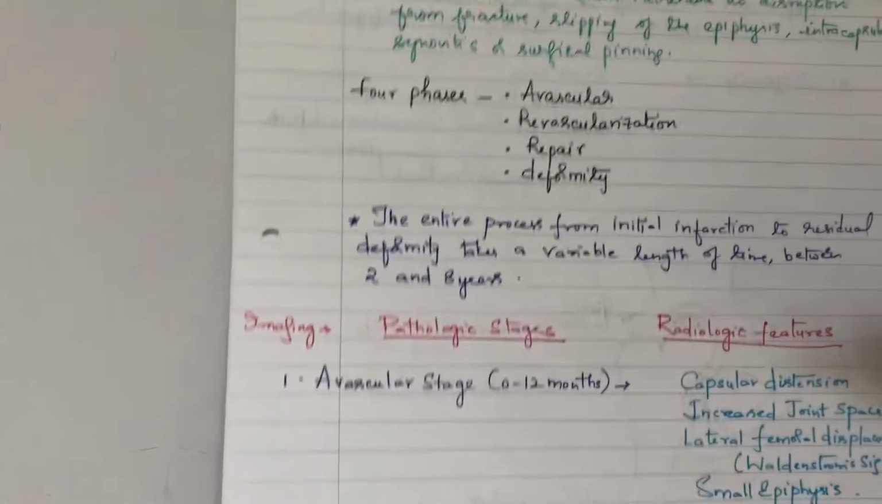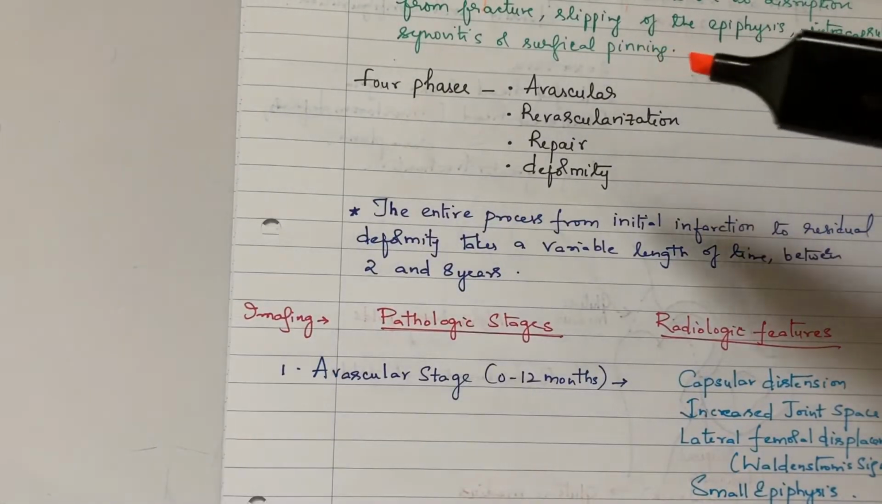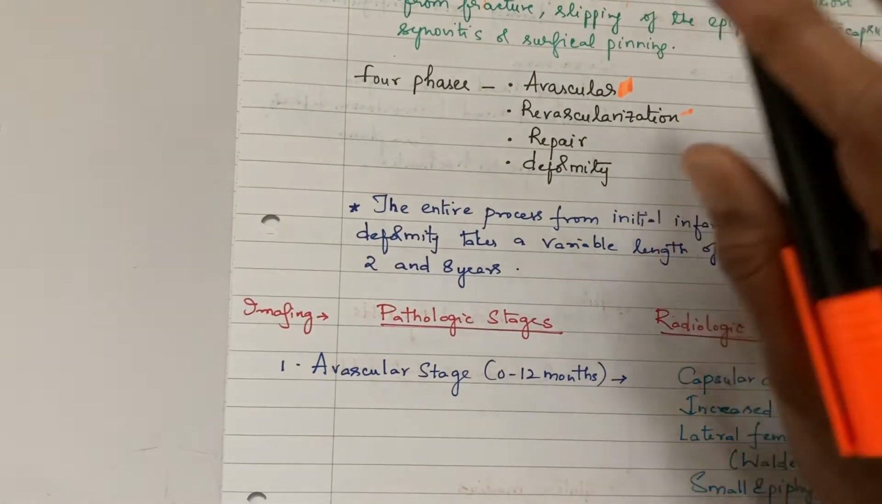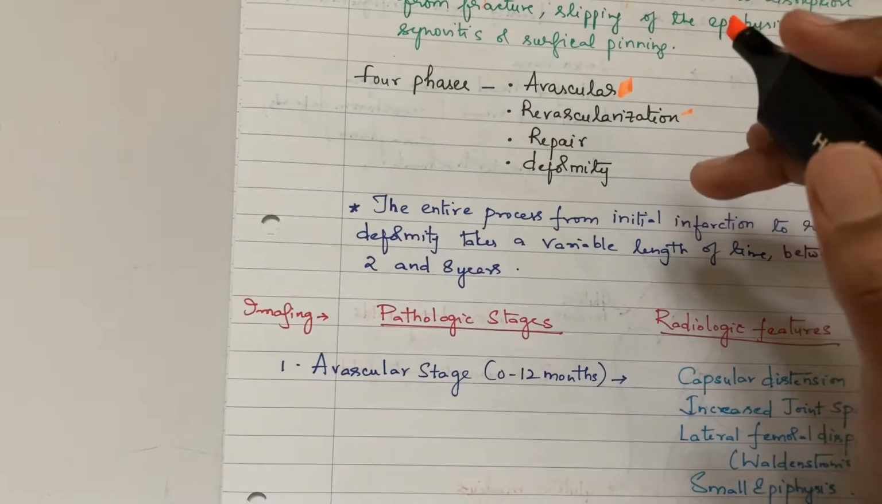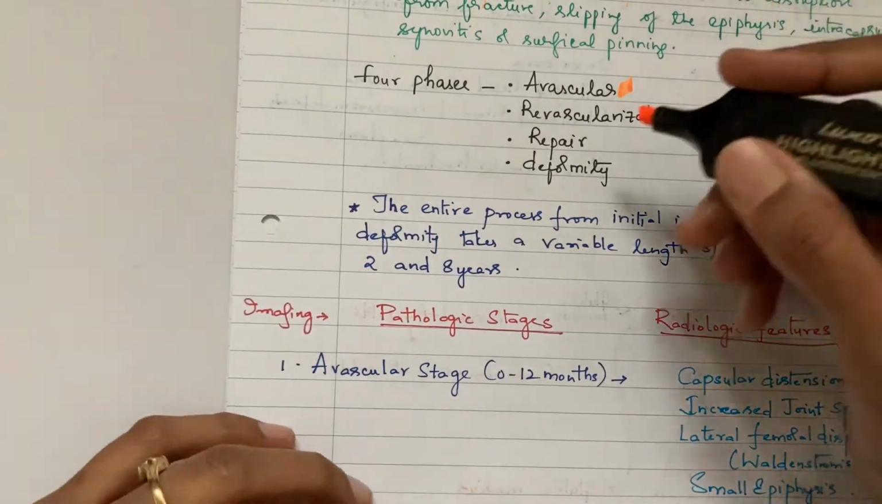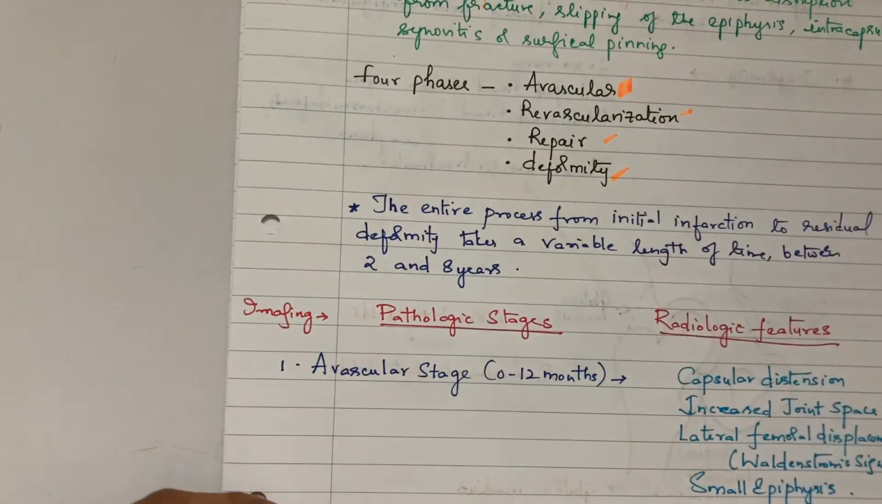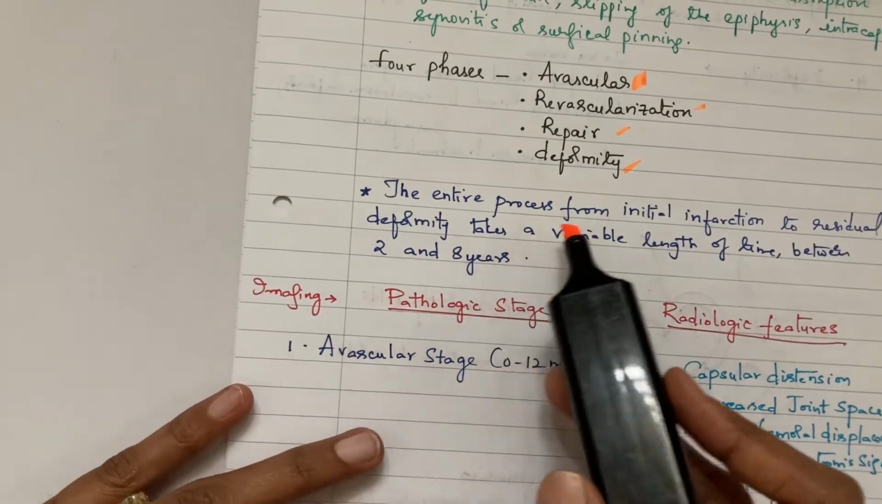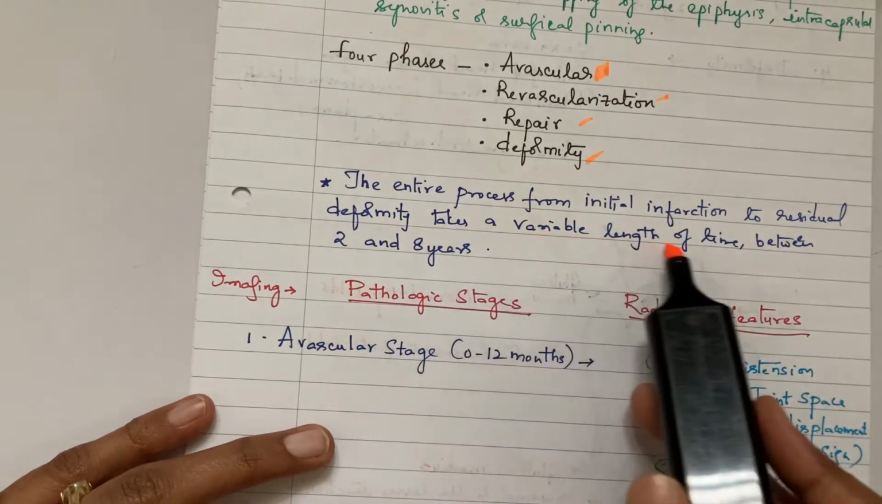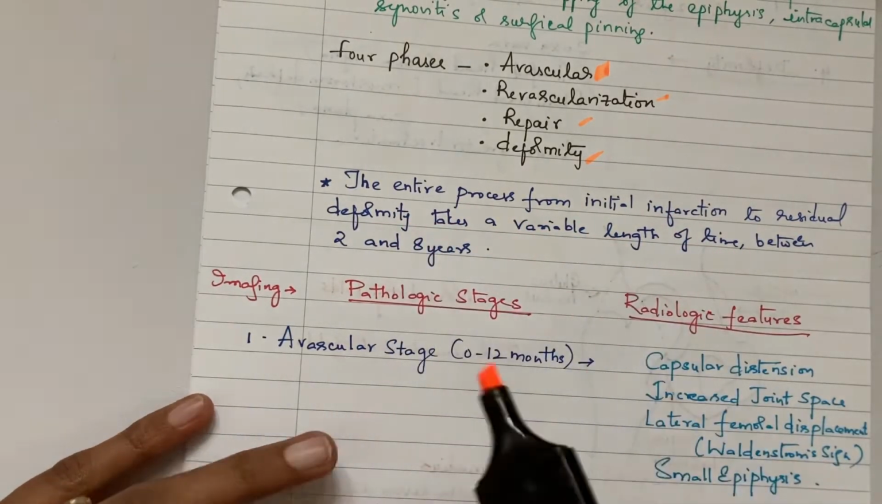Then coming to the 4 phases. There are 4 phases in Perthes. We have the avascular phase: first there will be no blood supply, leading to avascularity. Then alternate revascularization starts, then repair, then deformity. The entire process from initial infarction to residual deformity takes a variable length of time, between 2 and 8 years.